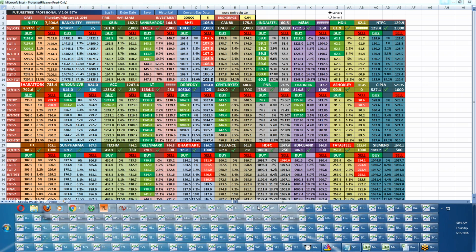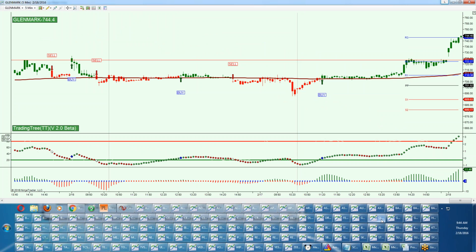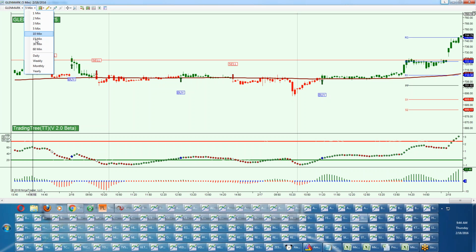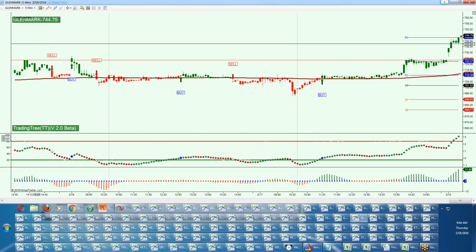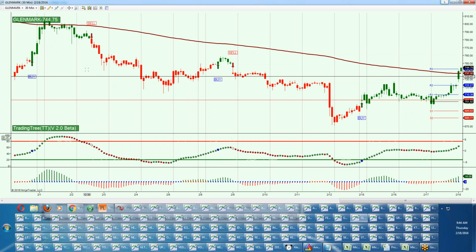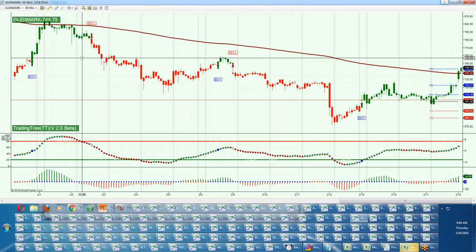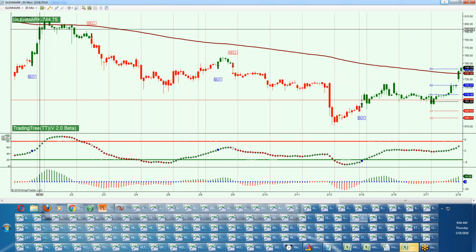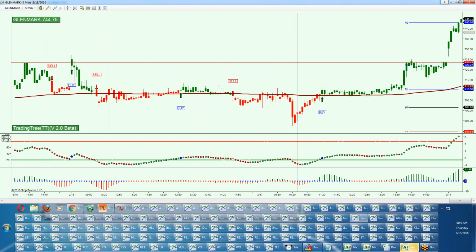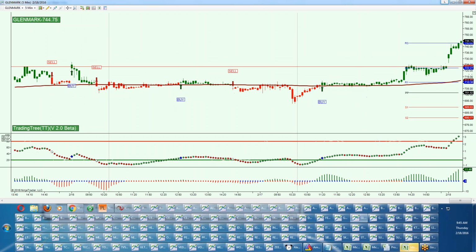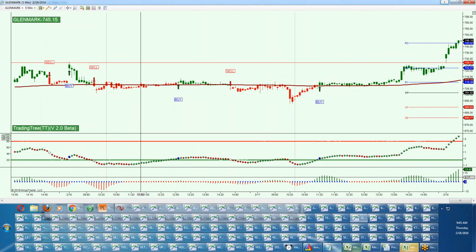So Glenmark, let's see what will be the target. It has already done its R3. So the next target could be 756. So you don't need to exit your particular trade there.